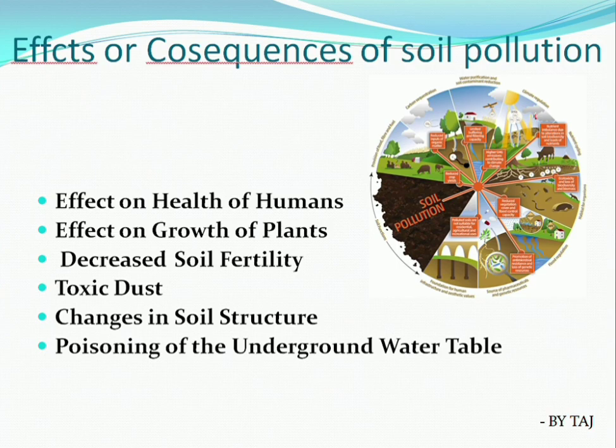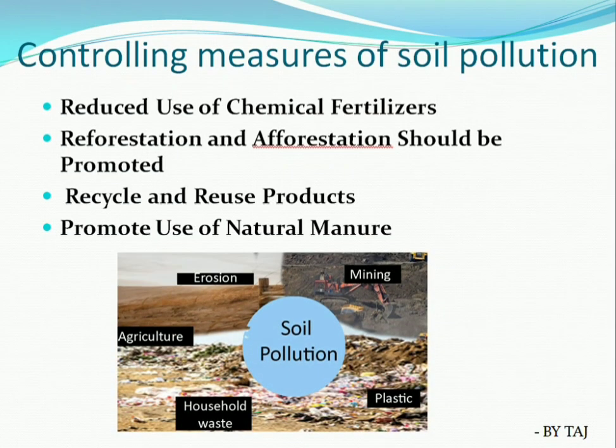So coming to the last concept in this chapter, that is controlling measures of soil pollution. Some of them I have mentioned here. That is, reduce the use of chemical fertilizers. As usual, I said as much as possible you should use manure. That is natural composting, vermicomposting, that kind of fertilizers we should use. We should not use chemical fertilizers.